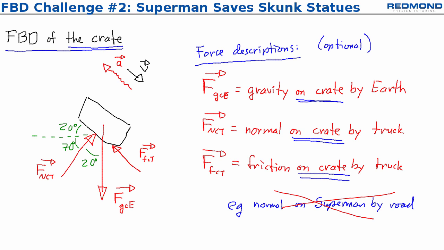Choosing plus x in the direction of acceleration makes the math easier in two ways. First, the net force along x is equal to positive mass times the acceleration along x. And second, only one force, FGCE, has off-axis components, so we're minimizing the math. Now I'll look at the truck.